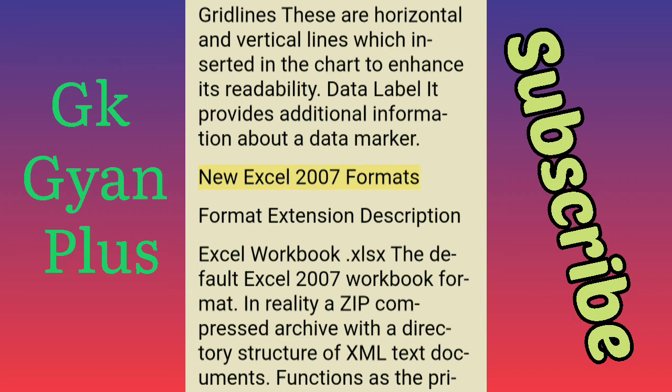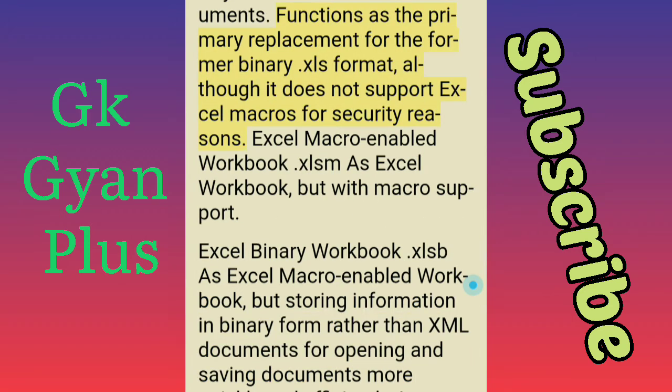New Excel 2007 formats. Format, extension, description. Excel workbook, XLSX: the default Excel 2007 workbook format. In reality, a zip compressed archive with a directory structure of XML text documents. Functions as the primary replacement for the former binary .xls format, although it does not support Excel macros for security reasons.